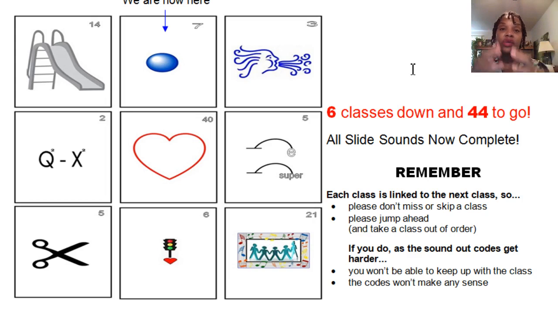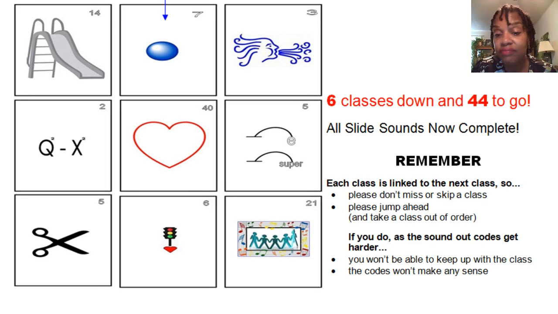But let's do a little housekeeping. Let's just remember that each and every class is linked to the last class. So in every new class, you've got to show what you know, right? And you can't show what you know if you didn't practice the last class. So it's really important that you practice, that you don't skip any classes and you don't miss any classes, all right? Because when we start getting down here in the harder classes or the difficult letter sound codes, you might not be able to keep up, or it might not make any sense. So instead of having to go back over and practice or review, just practice each class before you start a new class. Okay, that a deal? Good job.